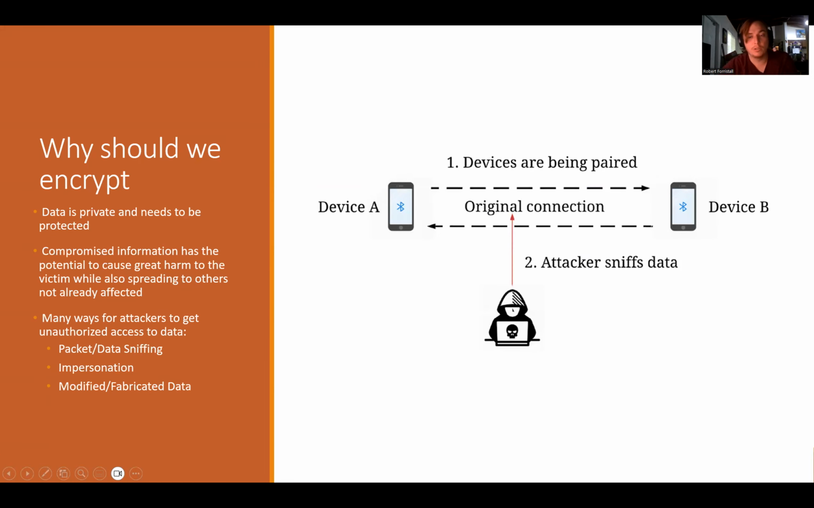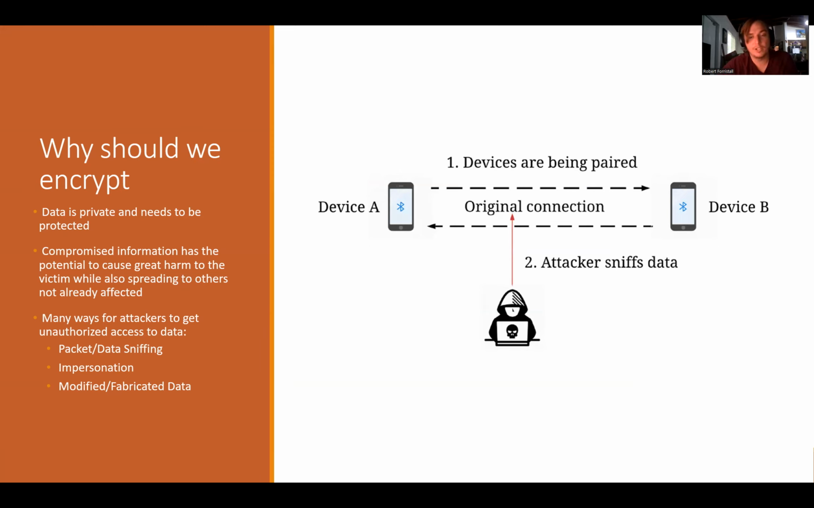Why is encryption important? It's important to protect data. A lot of attackers nowadays are constantly attacking networks and systems, trying to get any information that they can, and any compromised data can lead to great harm for both the victim of the attack as well as other users if that attacker uses the compromised information to spread their ability to attack others.